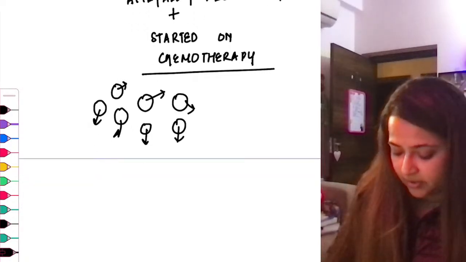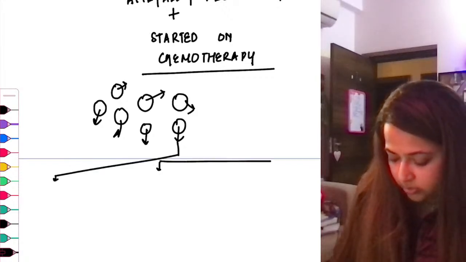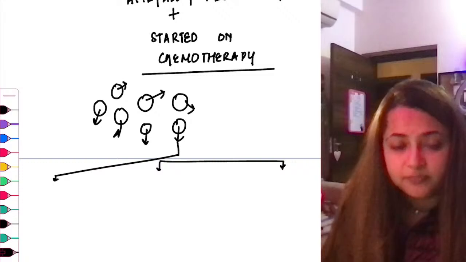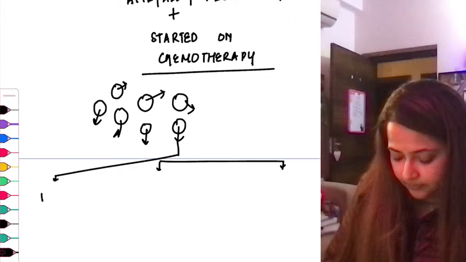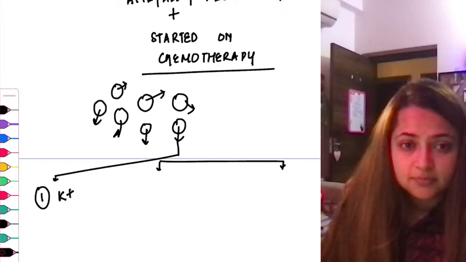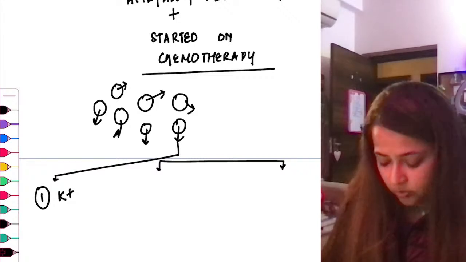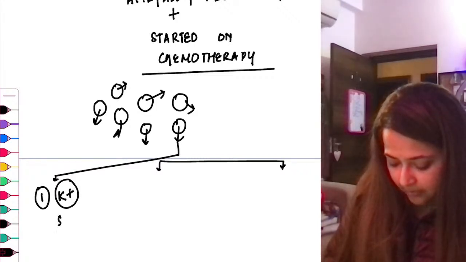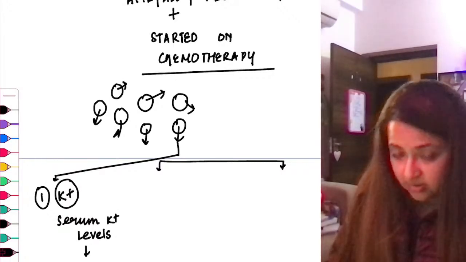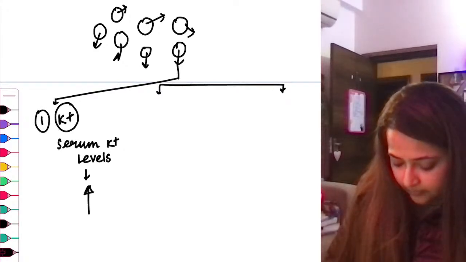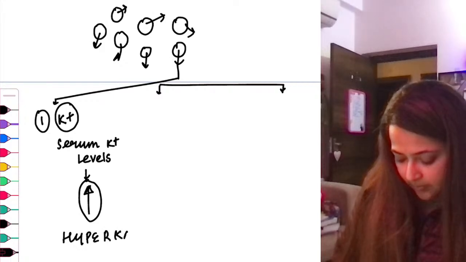And what you have to remember is mark 3 arrows under it. When the cancer cells are getting broken down, three main things are getting released from the cancer cells. What are those things? Number one, potassium. Potassium leaks out from the cells as the tumor cells are breaking down. If potassium is coming out, what will happen to serum potassium levels? Your answer is going to be high. So this will lead to hyperkalemia.